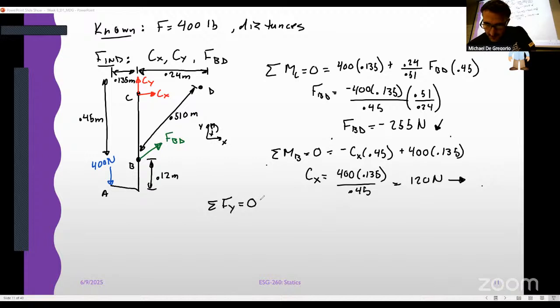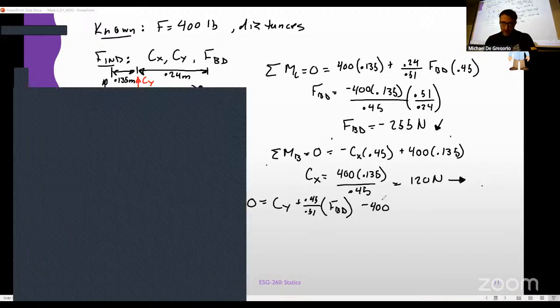I'm going to sum the forces in the y direction. You could get creative and do the moment at D, I guess, if you really wanted to, right? I wouldn't. Do whatever you want. All right, I'm just going to do it this way. C_Y plus 0.45 over 0.51 times FBD minus 400. Don't forget that 400. That will ruin your entire calculation if you forget that 400.